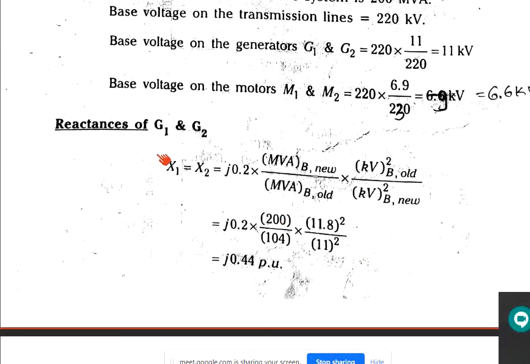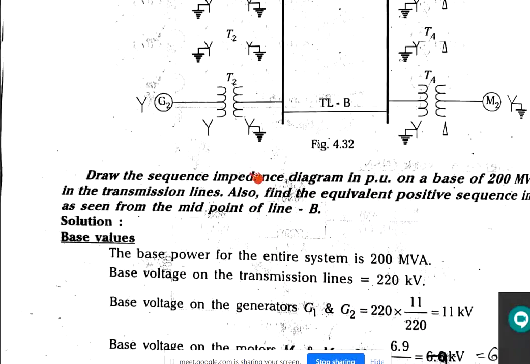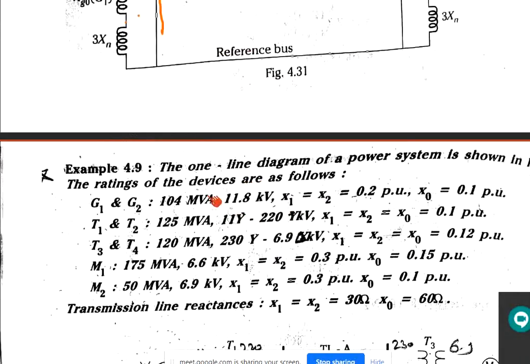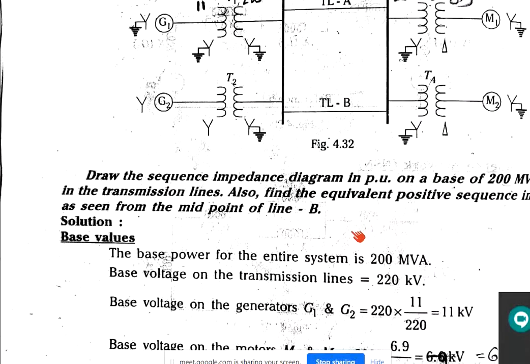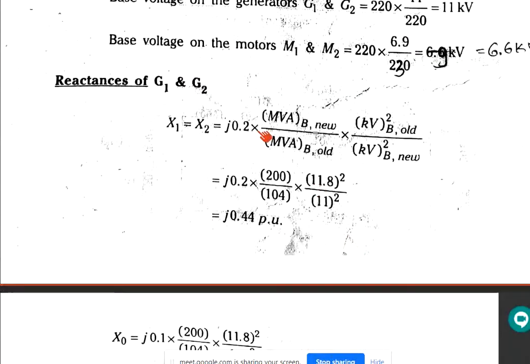Now, the reactance of generators G1 and G2. How will you find it? Since the positive and negative sequence reactances of the generators are the same, X1 equals X2. The value had been given in the question: X1 equals X2 equals 0.2. The same thing you need to write here, 0.2.